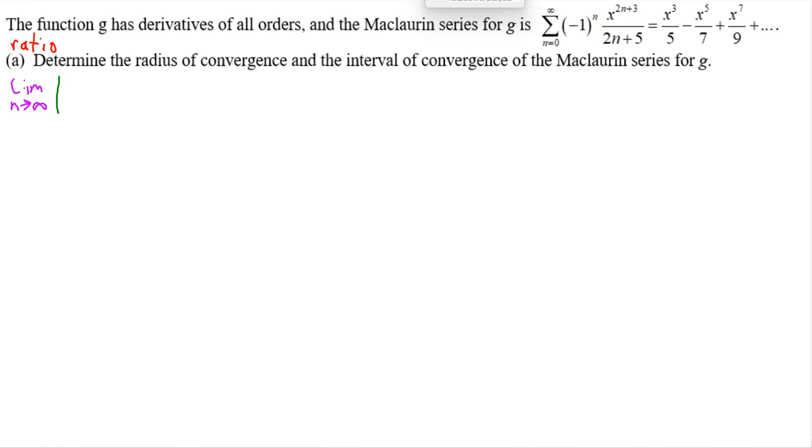So we'll have x, and we'll replace this n with n plus 1, and we have a plus 3 over, replace this n with n plus 1 as well. And then remember, you divide that by the original formula with just n in there. And dividing by this is the same as multiplying by the reciprocal. So it would be 2n plus 5 over x to the 2n plus 3.